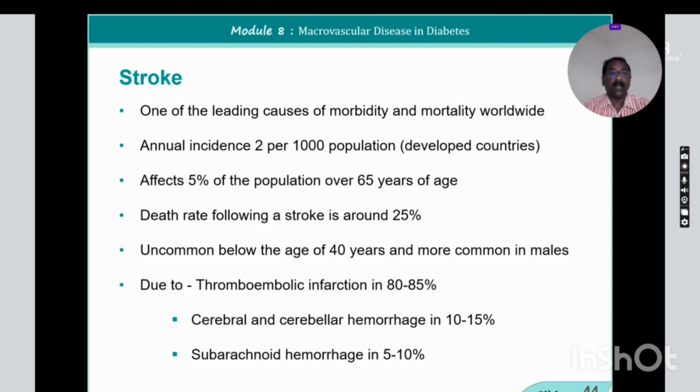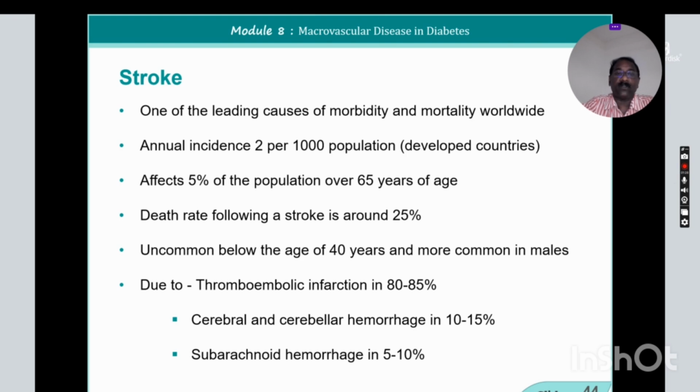It is uncommon below the age of 40 years and more common in males. But in India, it is not uncommon below the age of 40 years. So young stroke is also very common. Stroke in the young may be because of the early onset of diabetes or early onset of hypertension, or vascular insults like tuberculosis, vasculitis, or other autoimmune diseases like lupus, rheumatoid arthritis, etc. Even malaria acts like a vasculitis, malarial vasculitis causing CVA. So these are very common, and stroke in the young is also very common in the Indian population.